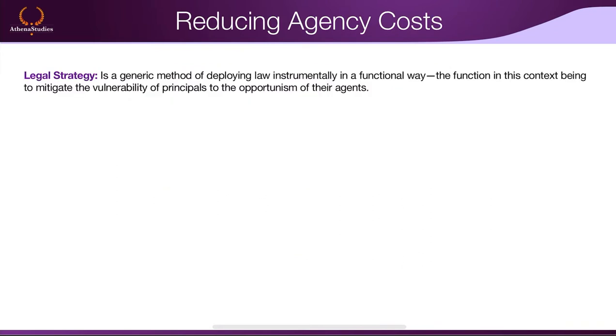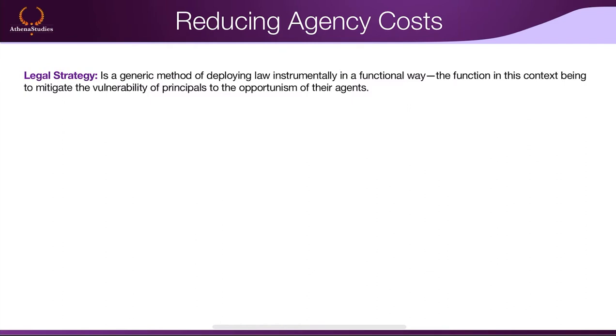Reducing agency costs. Remember that reducing agency costs is one of the main goals of corporate law. We want to reduce agency costs so that business operations do not suffer from this kind of interference. And to do so, we can use legal strategies. Legal strategies are a generic method of deploying law instrumentally in a functional way. The function in this context being to mitigate the vulnerability of principals to the opportunism of their agents.